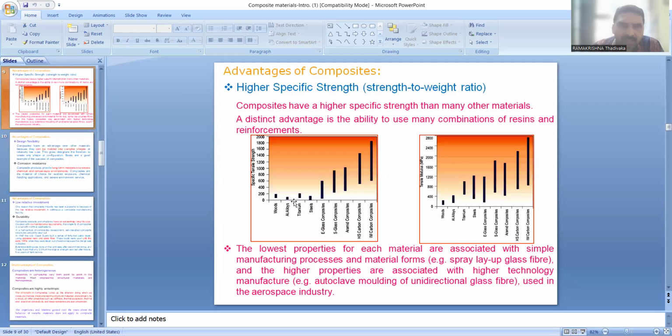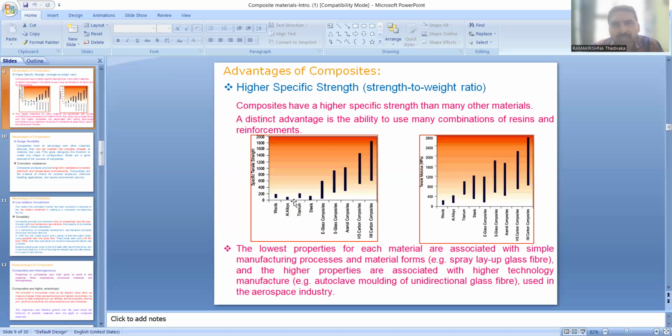Next slide. See here, advantages. What are the different advantages of composite material? Already I told you the best advantage is that composites have a high strength to weight ratio. High strength, low weight. That's why composites are used in so many applications: aerospace, sports equipment, automobile, and defense. So many applications use composite materials.